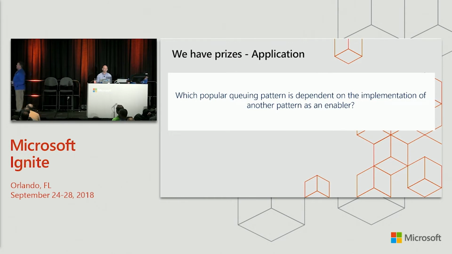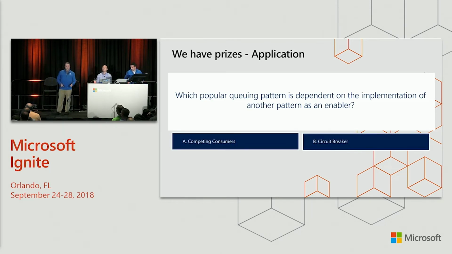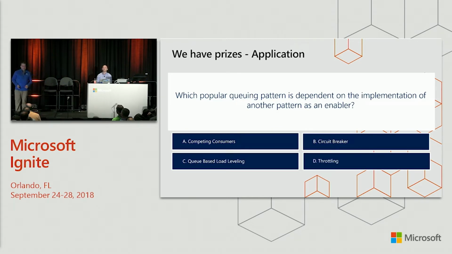Okay, more prizes. So which popular queuing pattern is dependent on the implementation of another pattern as an enabler? Is it competing consumers? Is it circuit breaker? Is it queue-based load leveling, or is it throttling? This one's slightly more difficult, actually. You kind of needed to be listening to where we were going, okay? So a couple of hands over there. Does somebody want to call that out? Okay, keep your hands up. Yeah. Competing consumers occurs when you're seeing throttling based on the length of the queue, and you need to add additional consumers to process that queue back.